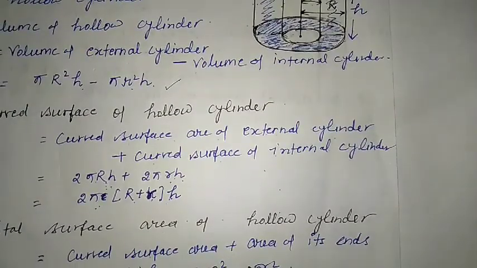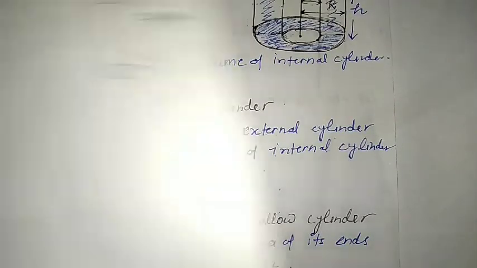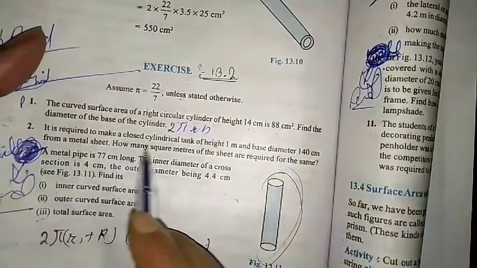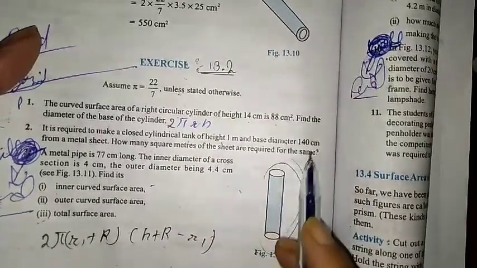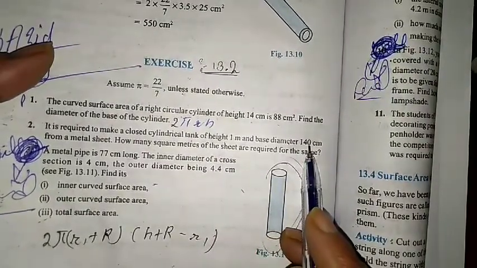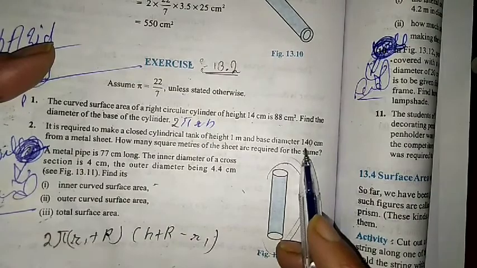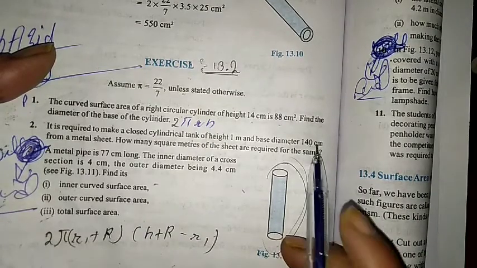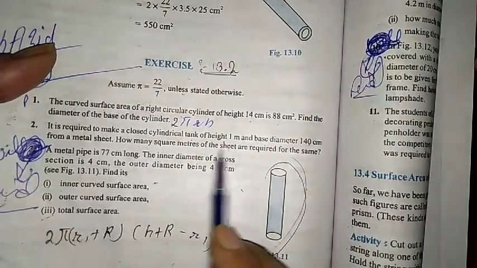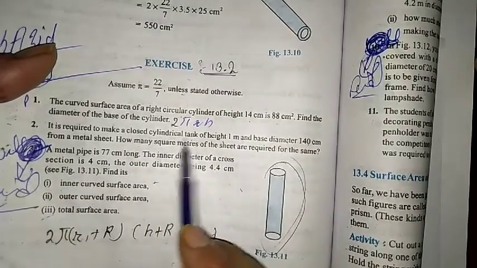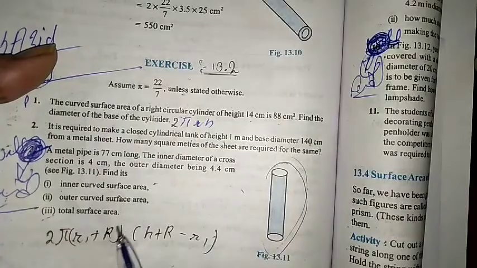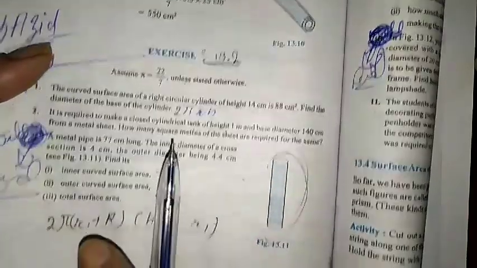Now we have the second question. In the second question, it is given that it is required to make a closed cylindrical tank of height 1 meter. Base diameter is given, so we can find the radius. Diameter is 140, radius will be 70 centimeter. How many square meters of the sheet are required for the same? This is a closed cylindrical tank, so we have to find the total surface area. Okay, you can do this.